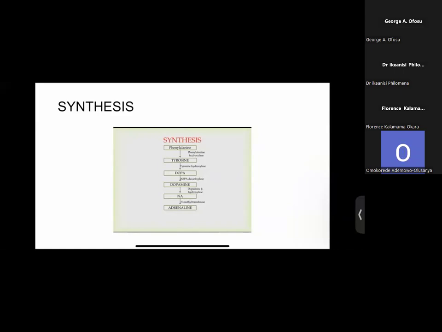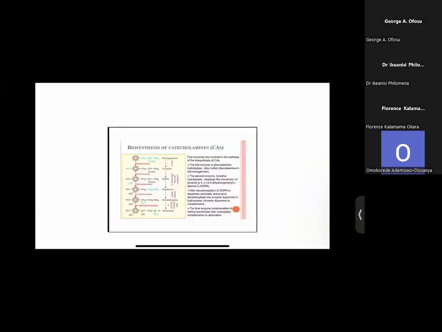The next slide. The first enzyme is phenylalanine hydroxylase, then the second enzyme, tyrosine hydroxylase, converts tyrosine to dopa, then the decarboxylation of dopa to dopamine. The final enzyme is noradrenaline N-methyltransferase, which methylates noradrenaline to adrenaline.